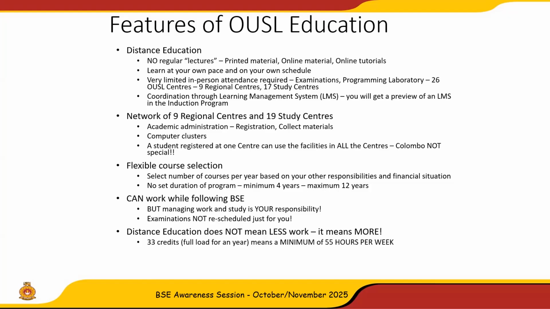Each semester has 15 weeks, so the academic year has 30 weeks. If you do the mathematics here, you will find that 33 credits means that over the 30 weeks, you have to work a minimum of 55 hours per week. That means 8 hours a day for all 7 days of the week. If you want to keep 1 day for other things, then what does it mean? It means more than 9 hours a day you have to work on your own. That is why it means more work.